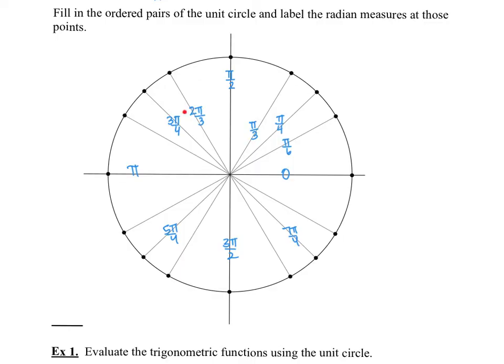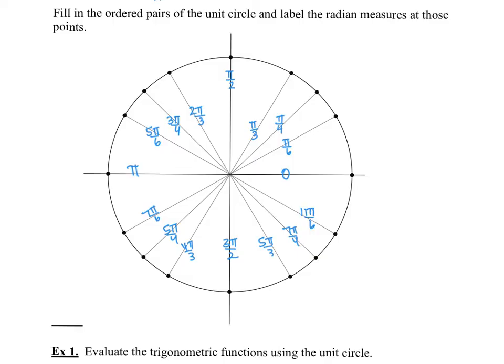What was I on? 4 pi over 6. This is 5 pi over 6. 6 pi over 6 simplifies to pi. 7 pi over 6. 8 pi over 6 simplifies to 4 pi over 3. 9 pi over 6 simplifies to 3 pi over 2. 10 pi over 6 is going to go to 5 pi over 3. This is 11 pi over 6.